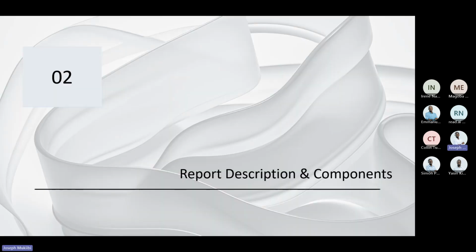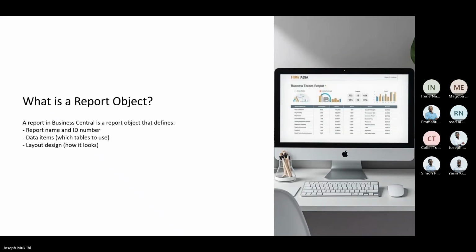Now we're going to look at the report description and then the components. I've just given you a brief description of a report, of the dataset and the layout. In a report component, we have an object. We already know an object and what it is, but in a report, these are the things that I've been doing usually.